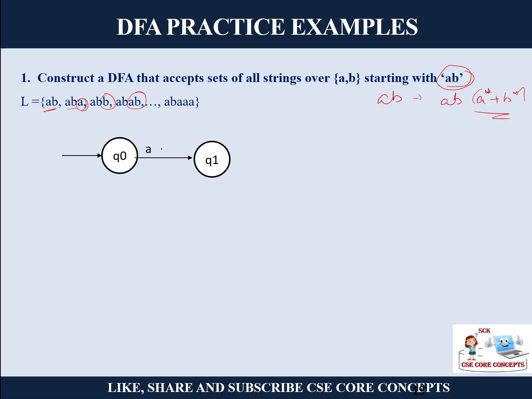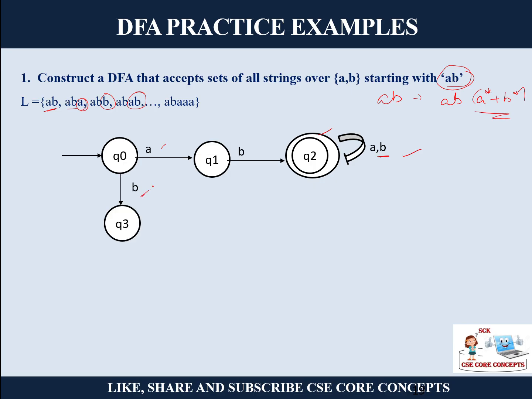You start with the minimum string possible, that is AB, and you reach the final state. Now, after this AB, you can have any number of A's and B's, so a self loop is okay. But what if you get a B over here? Then it is an invalid input. So in this case, we go to a state which we call a dead state, or a trap. That means this is not going to lead you to any valid state.